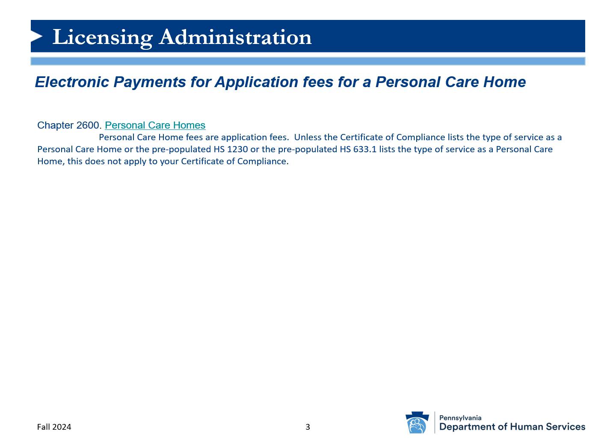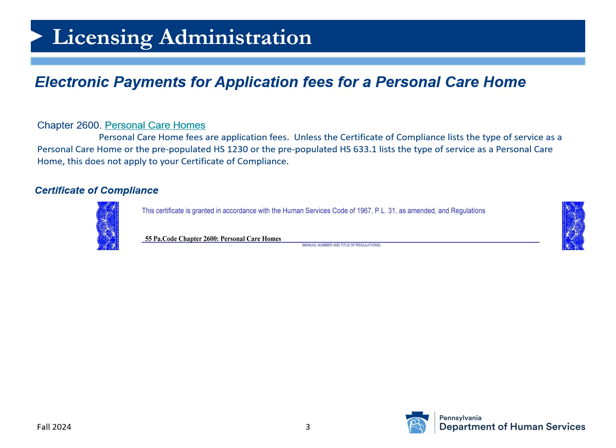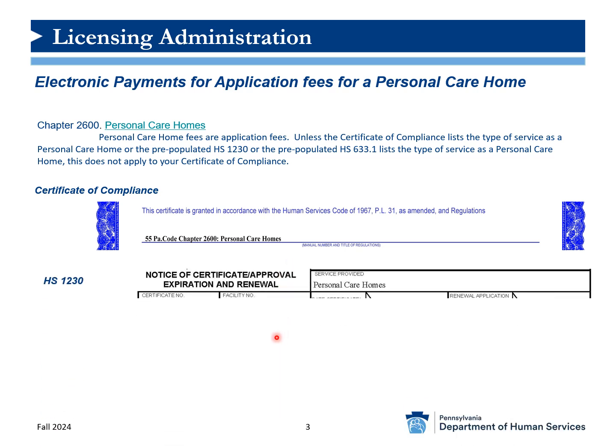Before making payment, double check to be sure the home is licensed as a personal care home. This information can be found on the Certificate of Compliance on the line that states the number and title of regulations. It can also be found on the HS 1230 Notice of Certificate Approval, Expiration and Renewal. This is sent out 130 days prior to the expiration of the Certificate of Compliance. It indicates the service provided as personal care homes.